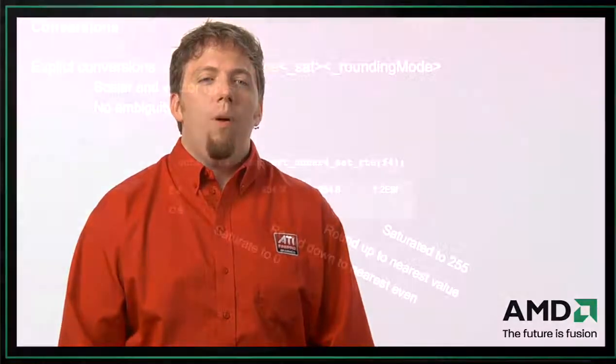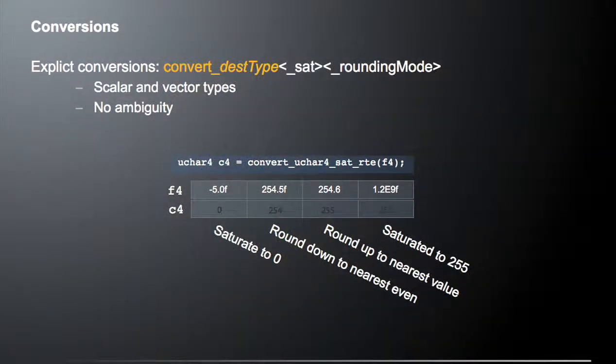So let's give a quick example here. Let's say we want to do an explicit conversion from one type to another. It uses this basic format where we have convert underscore destination type, and then we tell it the saturation mode and the rounding mode. This works for scalar types and vector types. And the nice thing is that there's no ambiguity with this.